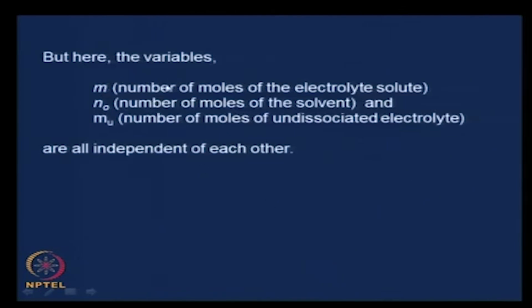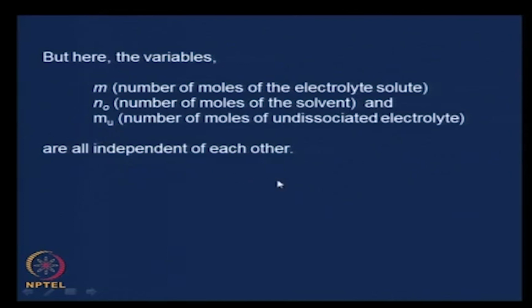But here the variables: n is the number of moles of the electrolyte solute which is dropped into n0 moles of the solvent, and it results in mu number of moles of undissociated electrolyte. All these three are independent of each other. You could take some number of moles of the electrolyte solute and some number of moles of the solvent, and depending on the condition some number of moles of the undissociated electrolyte will remain, the rest would have dissociated. In other words, these are not dependent on each other, that is the only point that I am trying to make here.